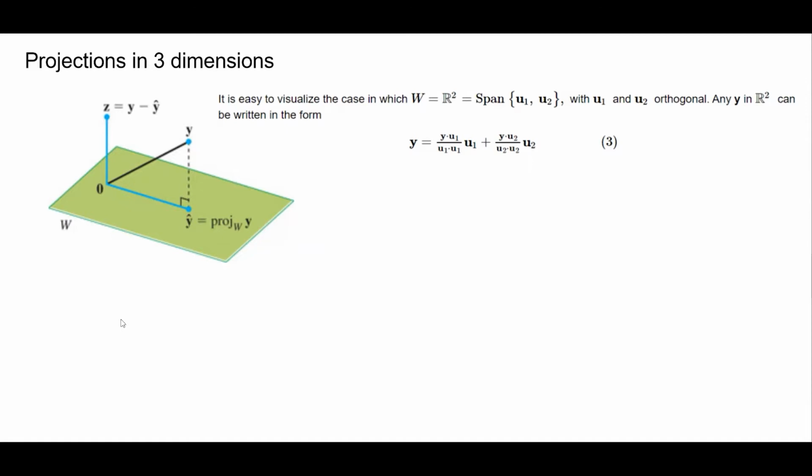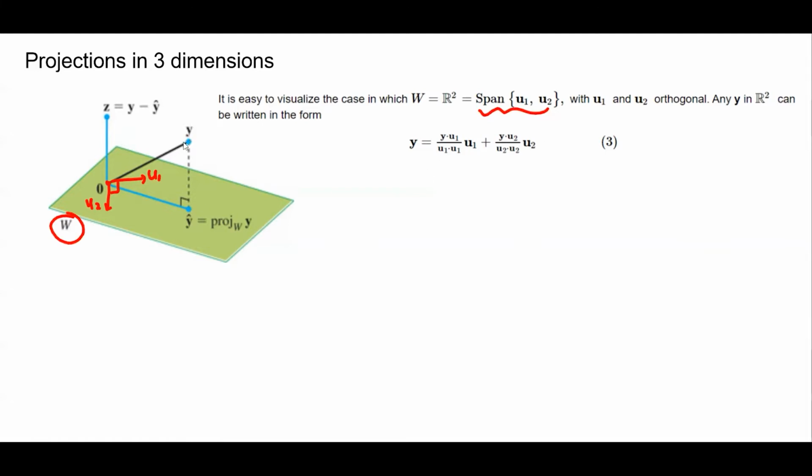So let's now do a projection in 3 dimensions. Instead of projecting a vector onto a line in 2D, we're going to say we have two vectors, u1 and u2, and these vectors have to be orthogonal to each other. If we span these two vectors in R3, we'll get a plane, and we're going to call the plane W. So it's just the span of u1 and u2.